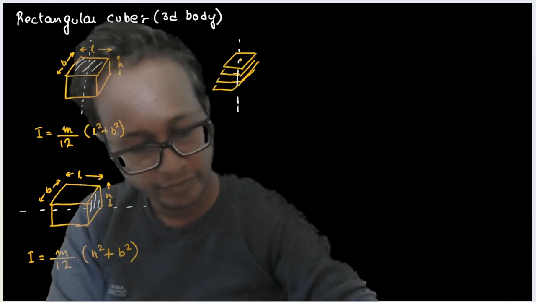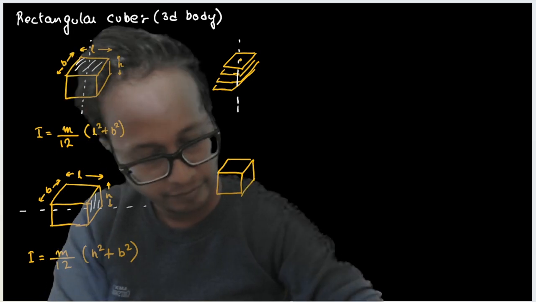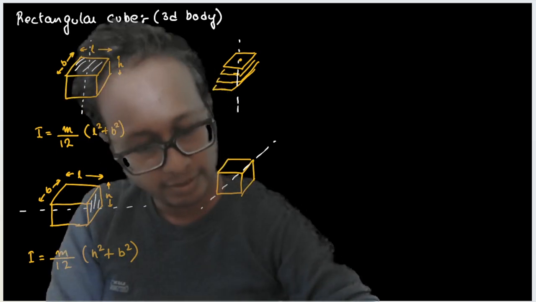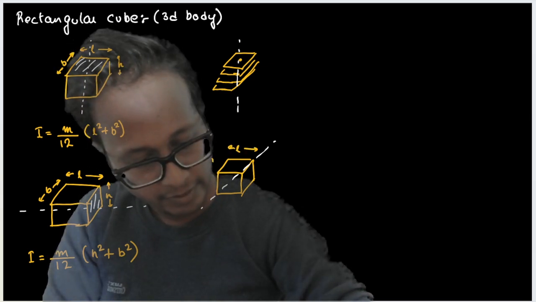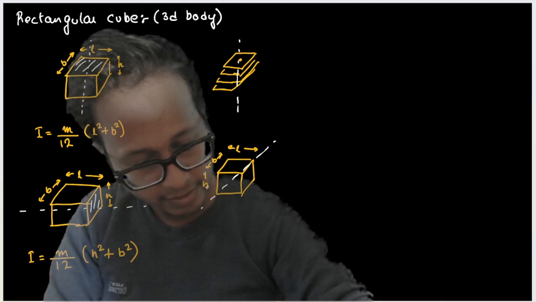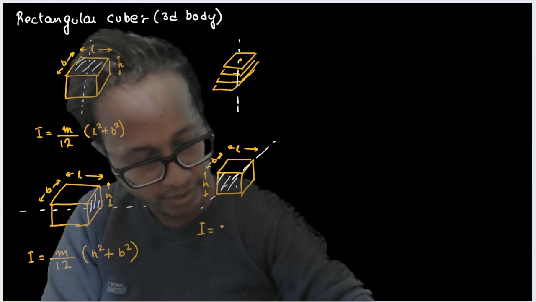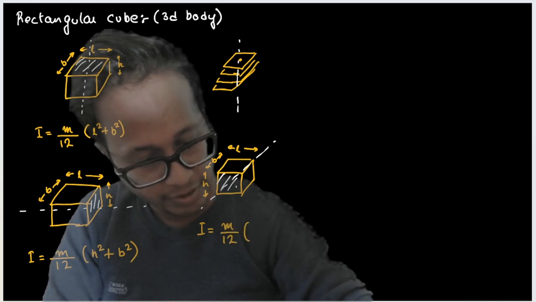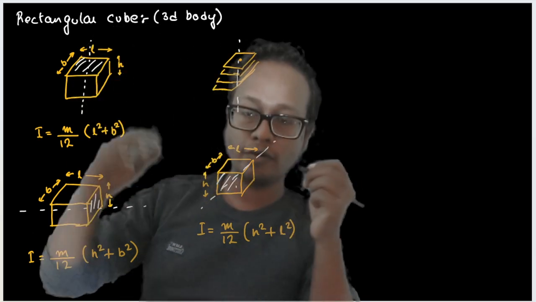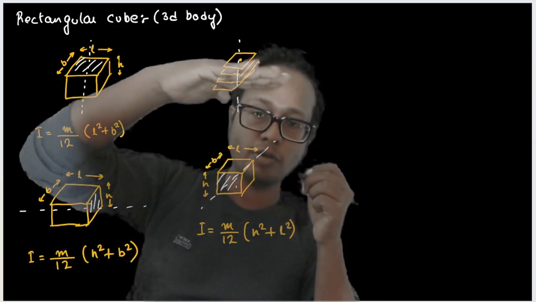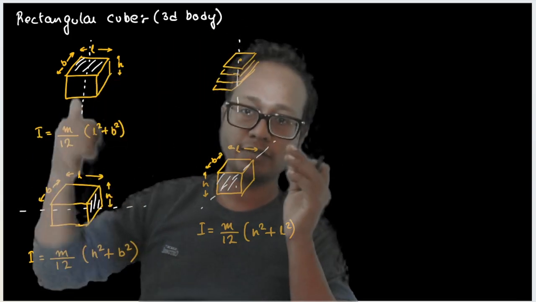Similarly, if moment of inertia about this axis is asked, this is length, this is breadth, and this is height. You have to consider this face, isn't it? The moment of inertia about this axis is nothing but m by 12 into how much? H square plus L square. So the moment of inertia of a rectangular cube is nothing but slices of moment of inertia of rectangular plate stacked on top of each other. So this is the moment of inertia for a rectangular cube.